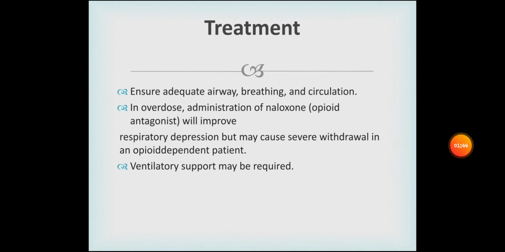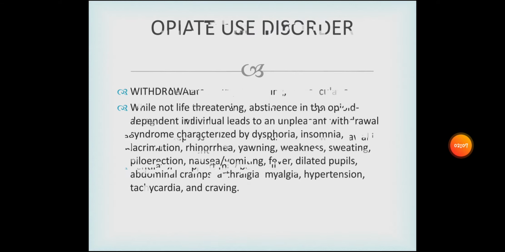Treatment of opioid intoxication is to ensure adequate airway, breathing and circulation. One thing you need to note in any intoxication, in any management, you always need to ensure there's adequate airway, breathing and circulation. In overdose, administration of naloxone, an opioid antagonist, will improve respiratory depression but may cause severe withdrawal in an opioid-dependent patient. Ventilatory support may be required.